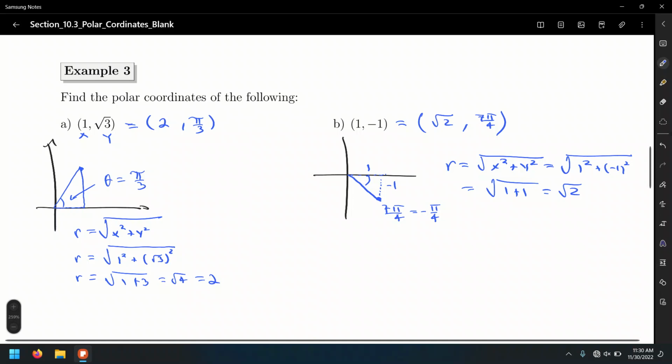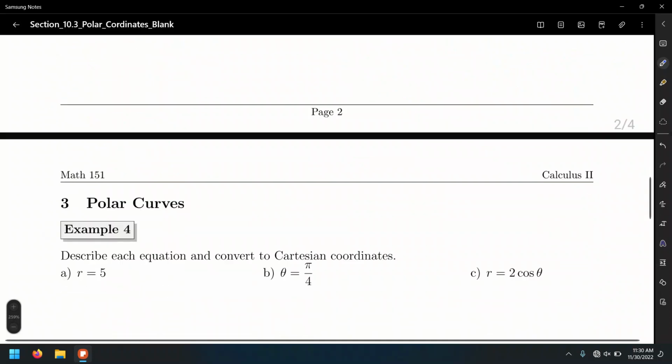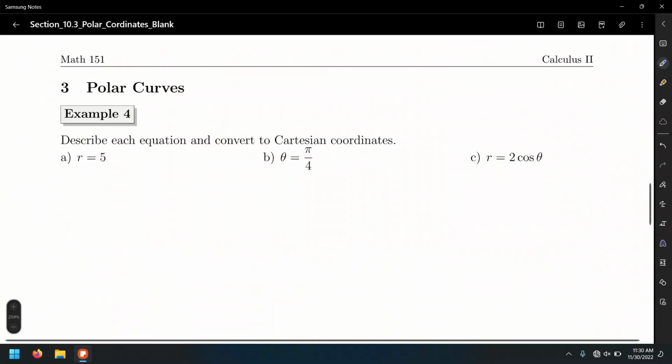So that's how we go between one system and the other system. So this is a way that we go using these formulas, which is essentially basic trigonometry and the Pythagorean theorem. All right. So now let's talk about polar curves. So now we're going to get into graphing. Well, not graphing, but rather getting into the analytic geometry of this polar equation.